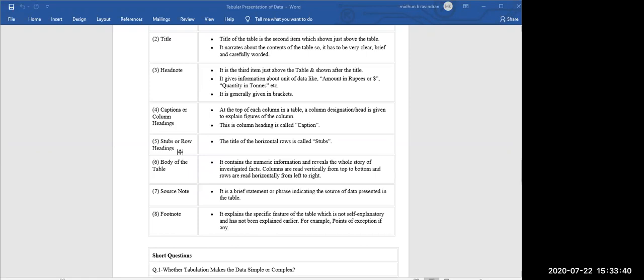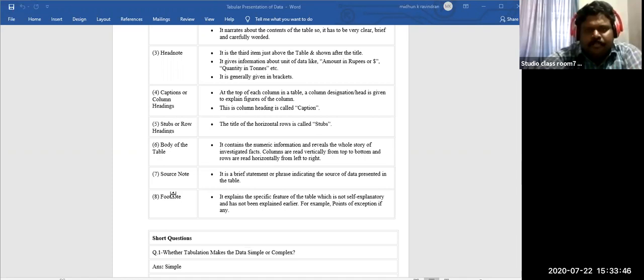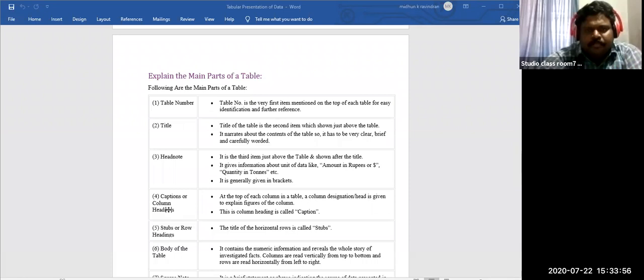Now we are going to discuss what all these things are. How can we describe a table number? The table number is mentioned at the top of each table for identification and reference. In our textbook there are a number of tables, and each table begins with a table number, so it is easy to find out where the table is located. That's the importance of a table number.